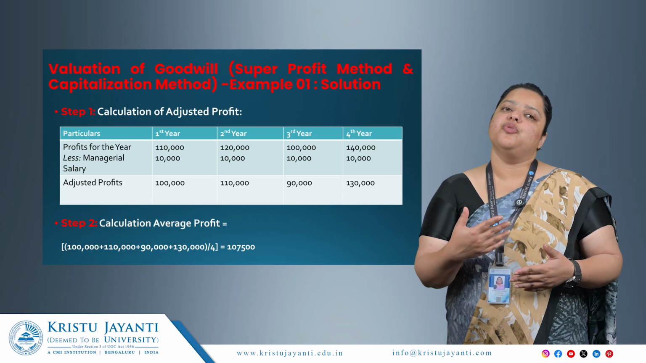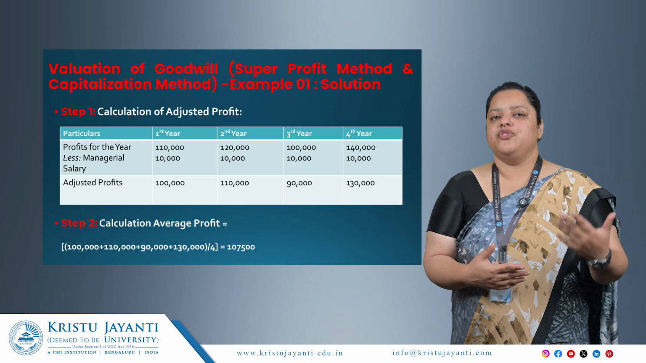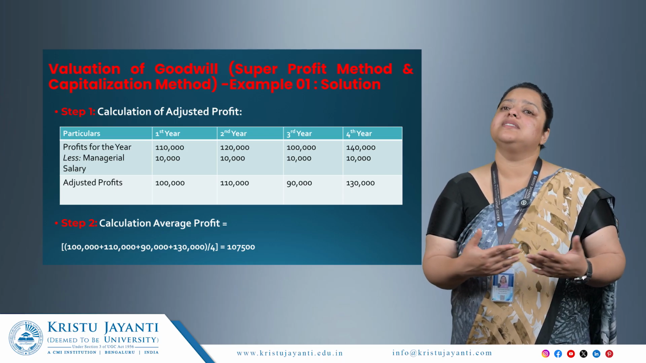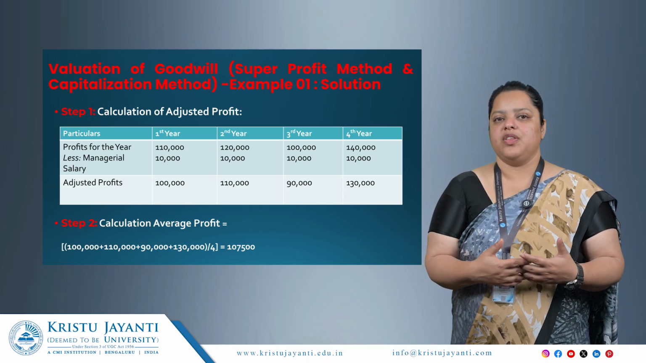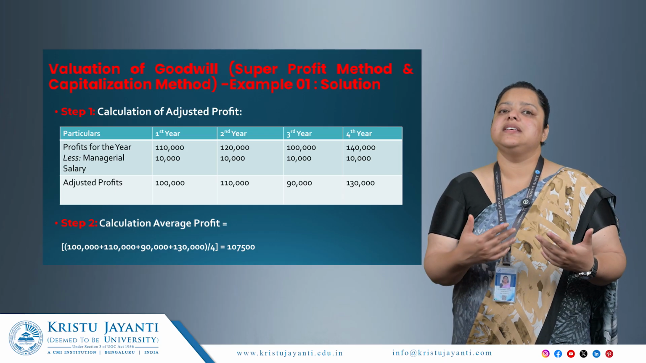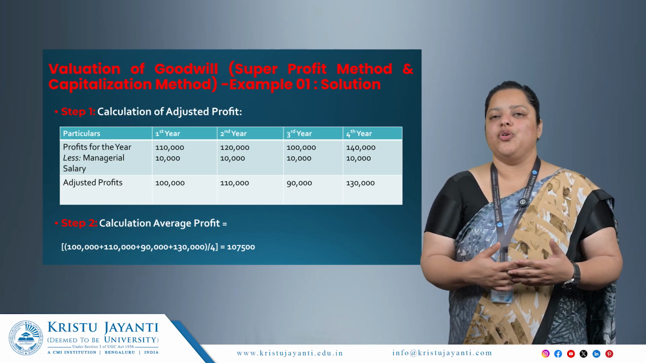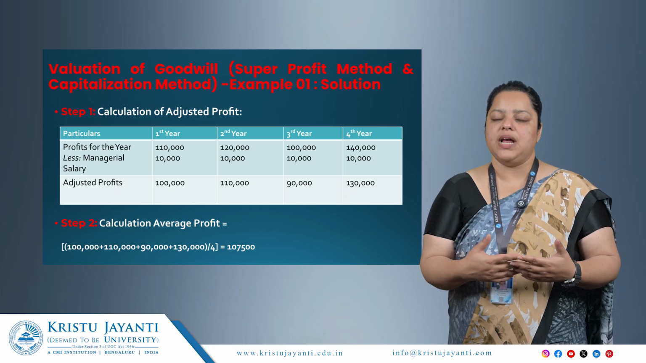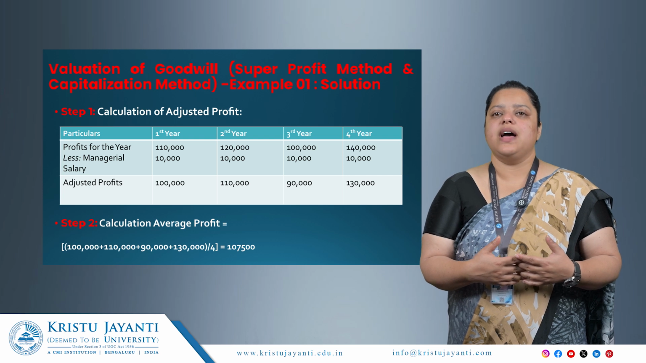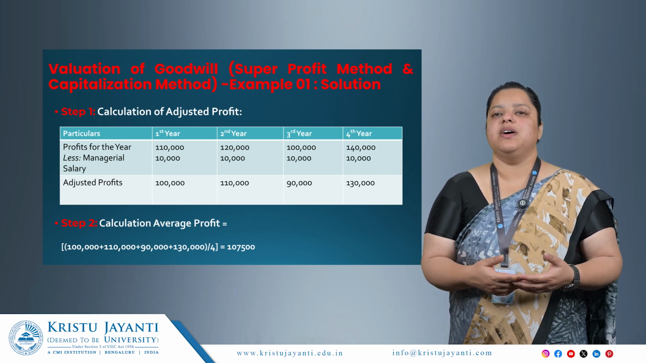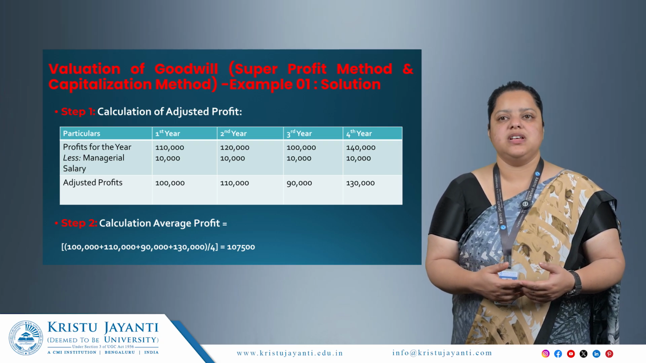Now before going to step 2, we need to find out what is the trend of the profit. If you look into the adjusted profit, you can see there is a fluctuation: 1 lakh, 1,10,000, then 90,000, then 1,30,000. From this fluctuation trend, we can easily understand that we need to follow the simple average profit. The formula is total adjusted profit divided by number of years. In step 2, I have added all the profits and divided by the number of years, 4. So we got the simple average profit as 1,07,500.